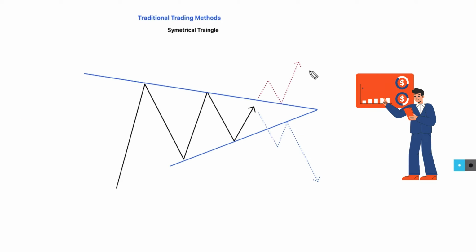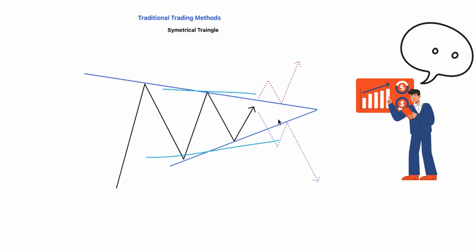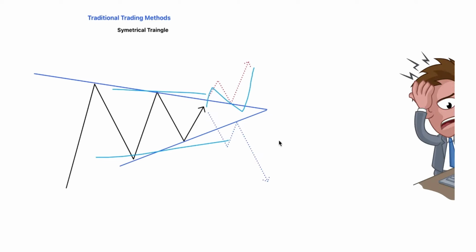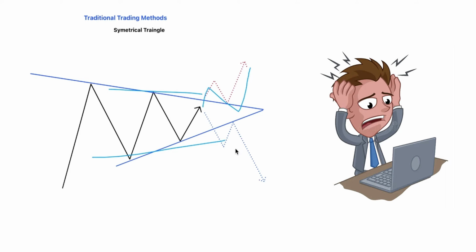Next, we have traders who rely on chart patterns like triangles or trend lines. They believe price will follow these formations, expecting a breakout in either direction. However, these patterns are often manipulated. Price breaks out in one direction, traps the traders, and then moves the other way.